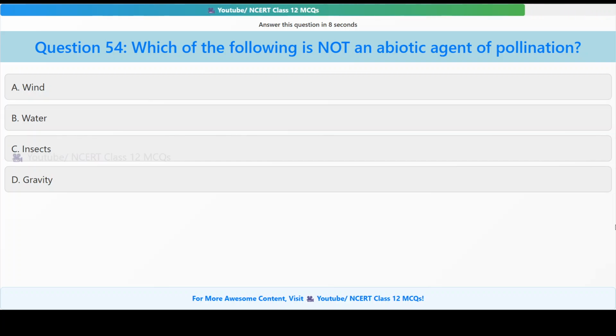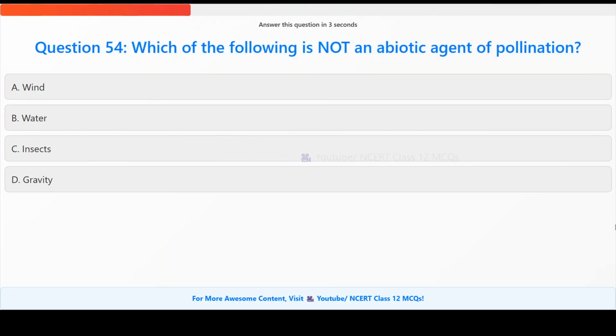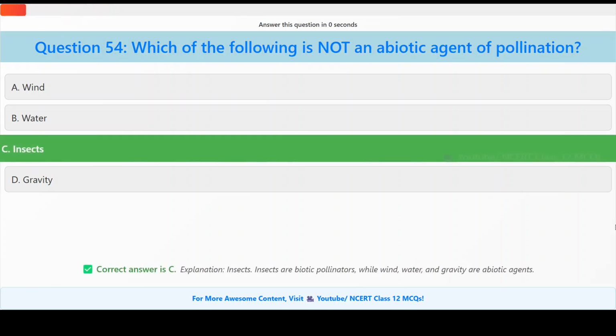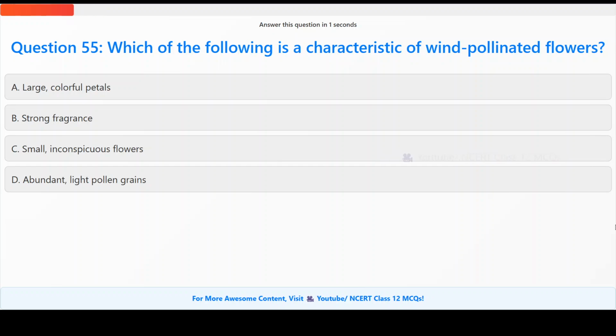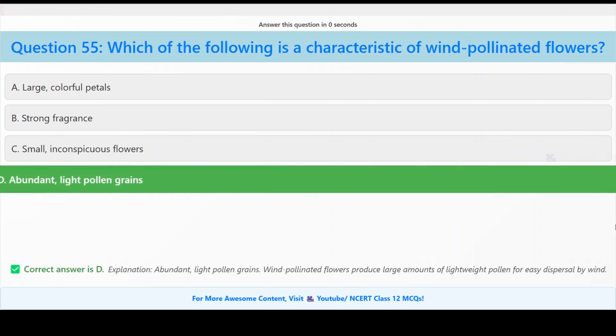Question 54. Which of the following is not an abiotic agent of pollination? Insects. Insects are biotic pollinators, while wind, water, and gravity are abiotic agents. Question 55. Which of the following is a characteristic of wind-pollinated flowers? Abundant, light pollen grains. Wind-pollinated flowers produce large amounts of lightweight pollen for easy dispersal by wind.